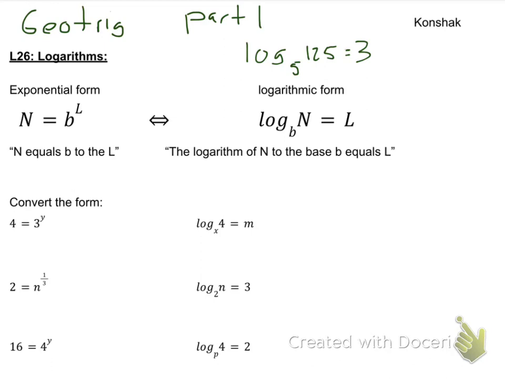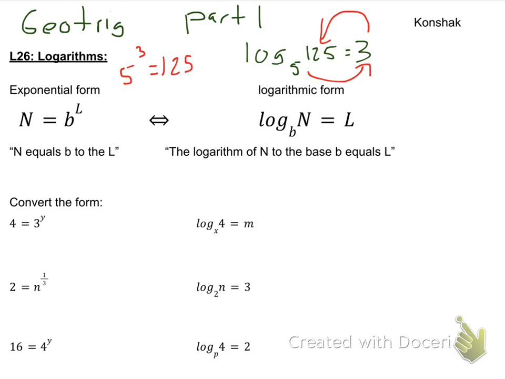Some people may have learned this as kind of the loop-de-loop. If I'm going from logs to exponentials, it's a little bit easier, because to write log base 5 of 125 equals 3 as an exponent, I need to find b, which is 5. Then it's b to the L power. L was 3, so it's 5 to the 3 equals 125. So it's 5 to the third power equals 125.